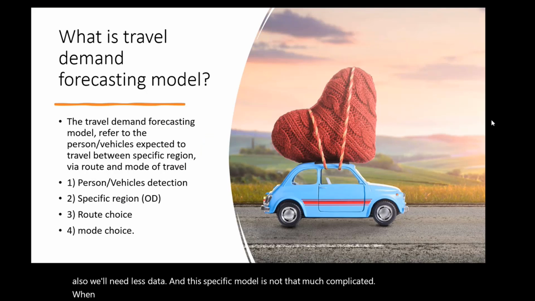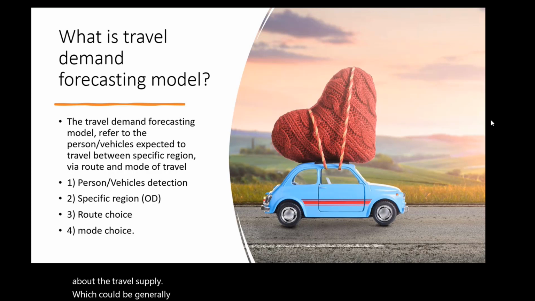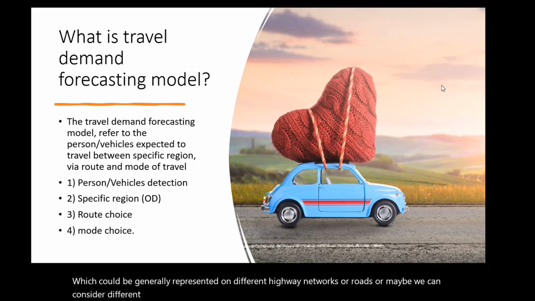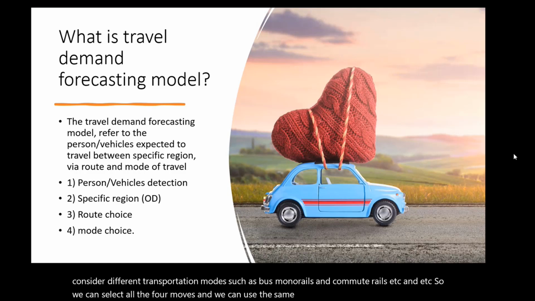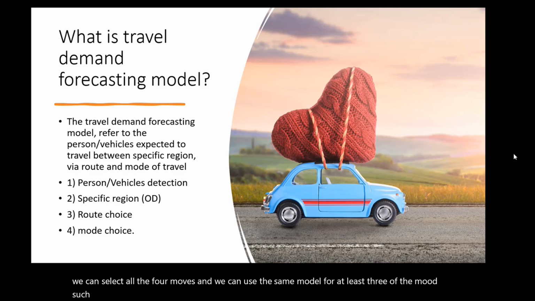When we talk about the travel demand forecasting model, we mainly would like to explain the travel supply, which could be generally represented by different highway networks or roads, or we can consider different transportation modes such as bus, monorails, and commuter rails, etc. We can select all 4 modes, and we can use the same model for at least 3 of the modes, such as road, railways, and airport.